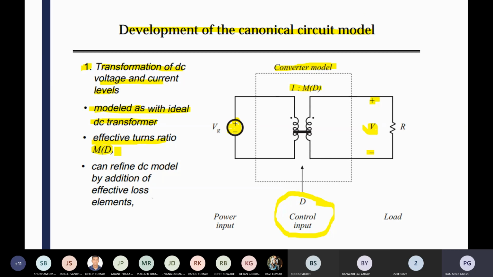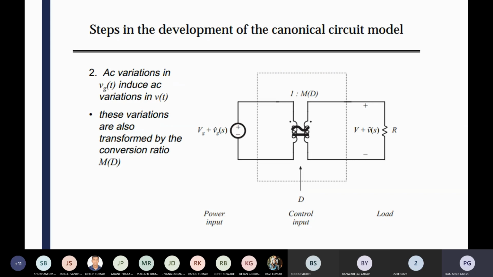So the MD value will change as per your converter topology. You can refine the DC model by adding effective loss elements. Effective loss elements means energy storing elements will be there, so due to the energy storing and discharging, some losses will be there. Once you get that loss, you are able to find out the converter efficiency.